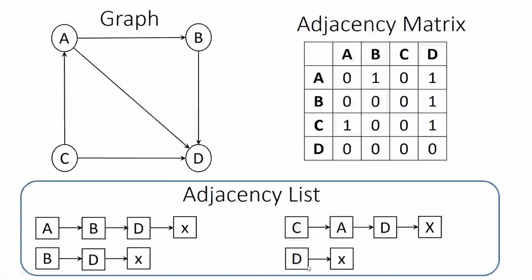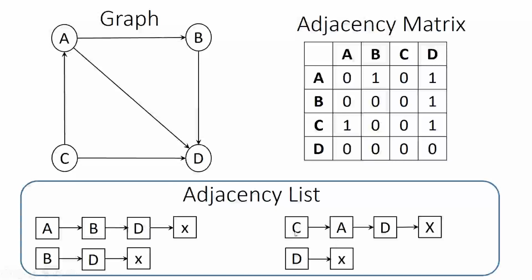Now, how will you calculate the indegree? It is a bit complex in the case of adjacency list. In all the lists together, you have to find the number of times A is existing. First element should not be considered. A, only 1 is there, right? So indegree of A is 1. In the case of B, only 1 again. So B is only 1. C, you can see it is not existing anywhere.